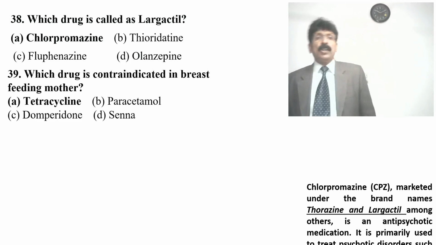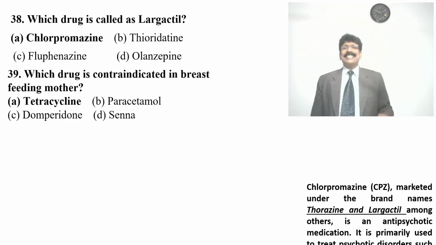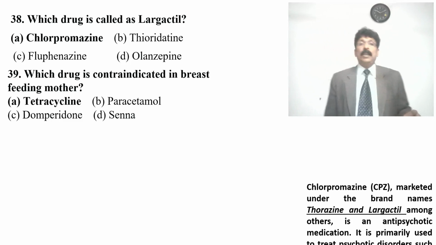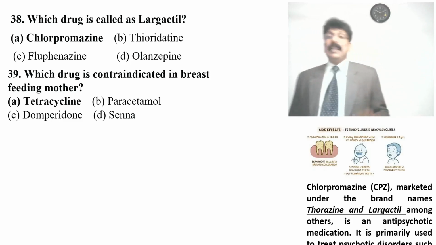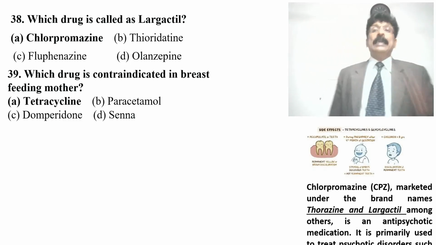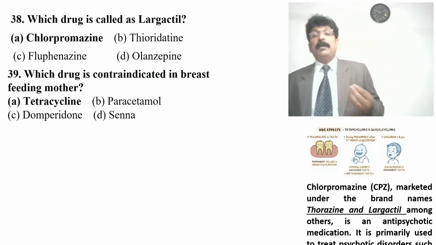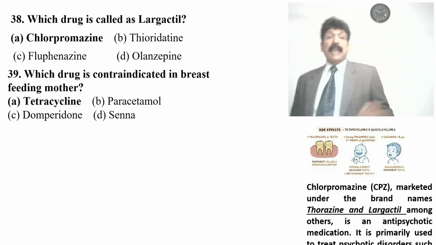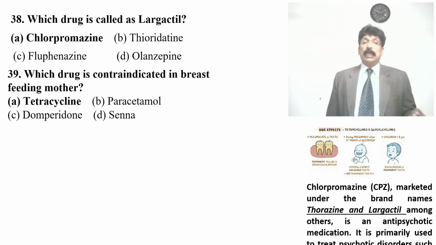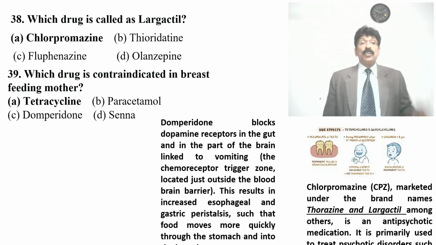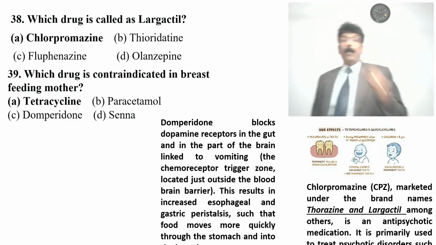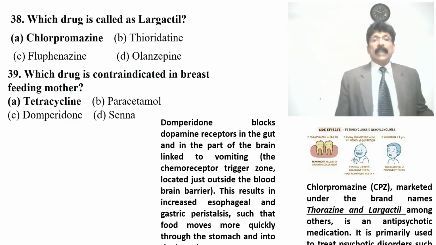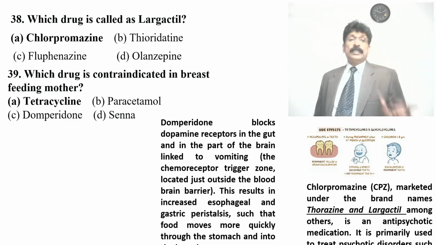Also, which drug is contraindicated in breastfeeding mothers? Tetracycline. When you use tetracycline, the infant's baby teeth can change color due to chelation of calcium, and discolored teeth can form. In this choice they also gave domperidone, paracetamol, which everybody knows, and senna, which is a laxative. And what is the use of domperidone?